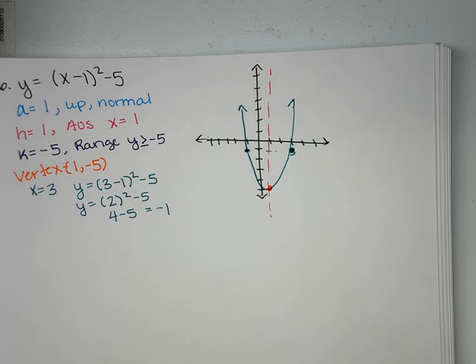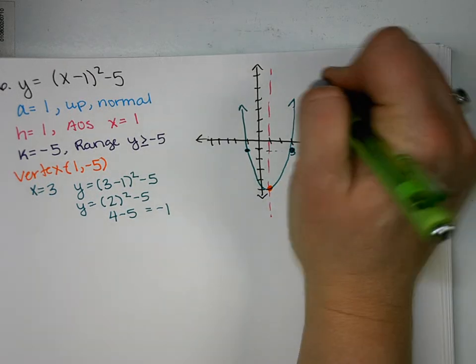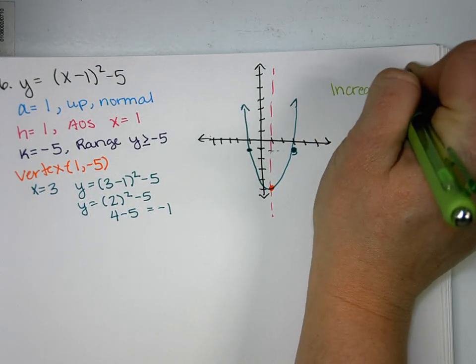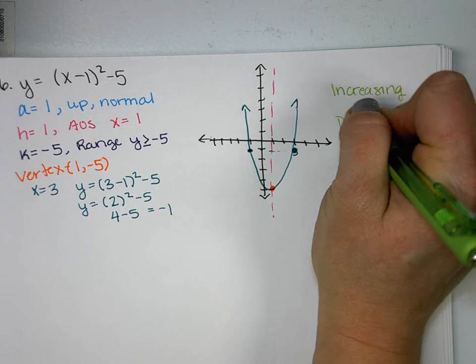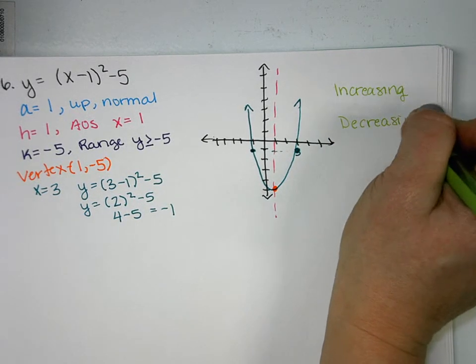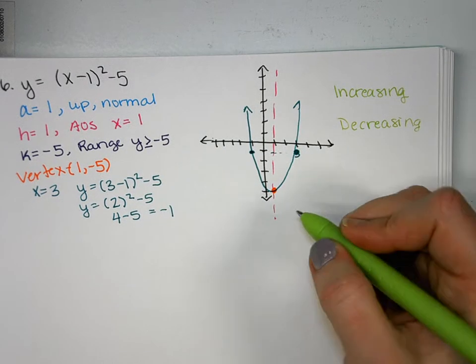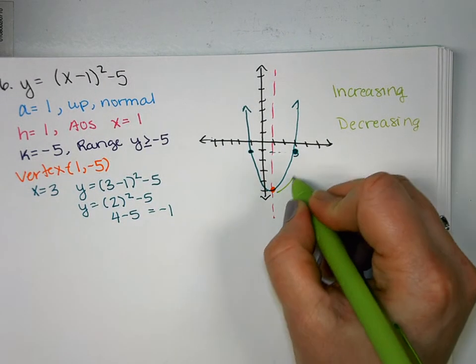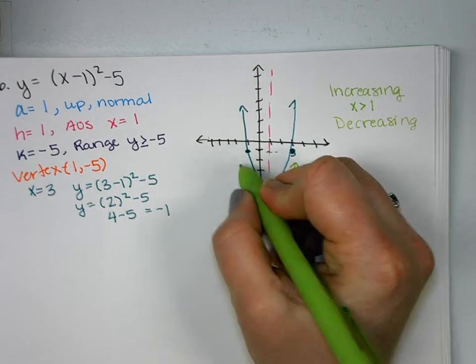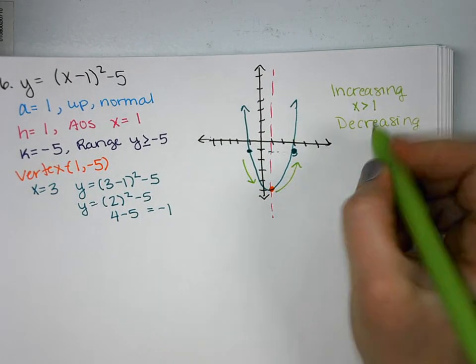And if you're at the questions that ask about increasing or decreasing, where are we increasing? So where do we go up? When x is greater than 1. When x is bigger than 1. And where are we going down? When x is less than 1.